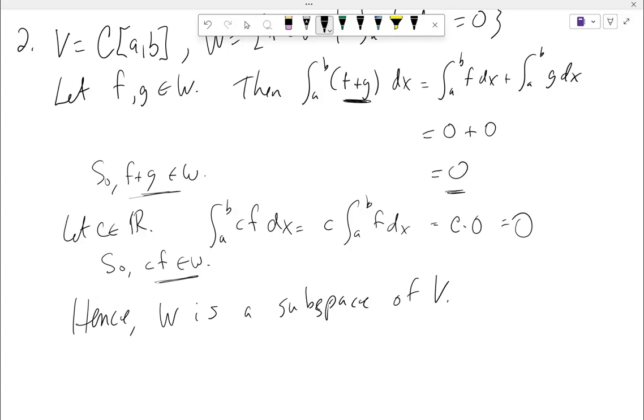These are probably better than those abstract vector space proofs, aren't they? They make a little bit more sense, don't they? I agree. They make a little bit more sense. All right, let's look at the third one here.